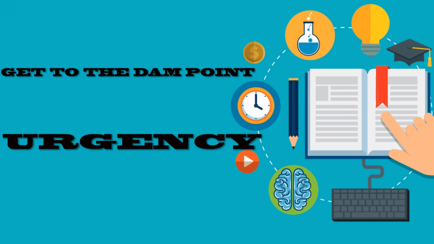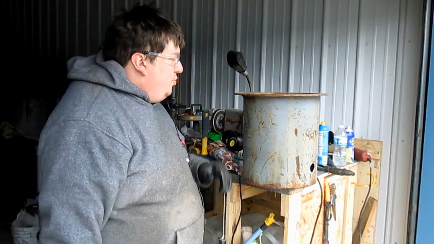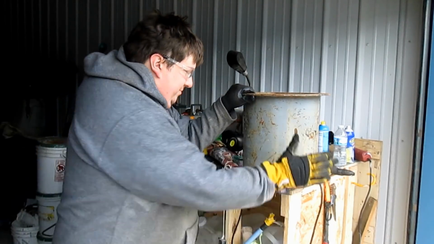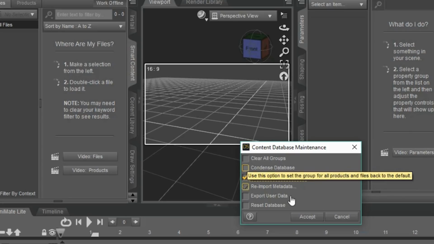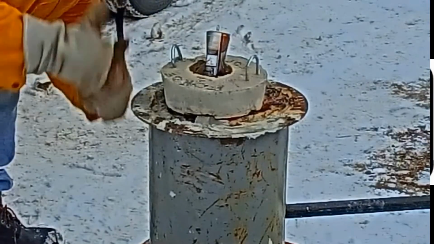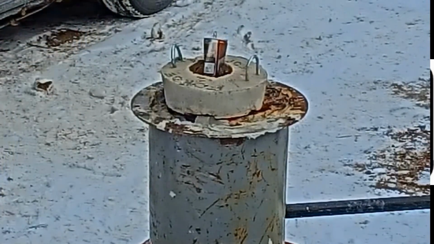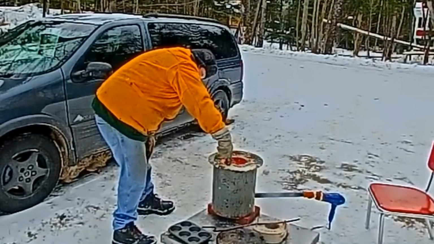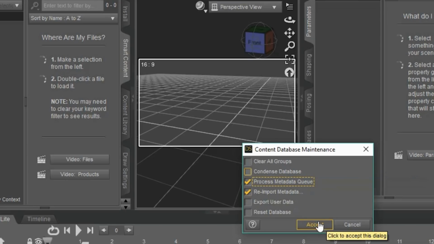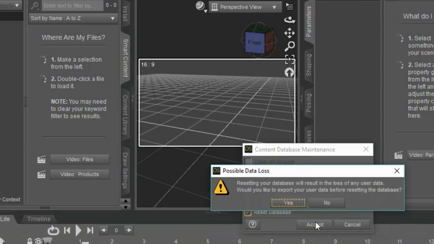Get to the damn point, subsection 2. Understand how urgently people watching the video need the information. For example, I have these two videos. How to build a coal forge for under $40 and Daz 3D how to fix a sudden empty smart content. One involves actually building a physical object and the other one is a software issue. I have a wide range of skills, but nobody cares about my personal life, so I should get to the damn point.